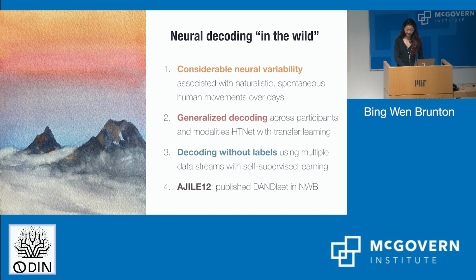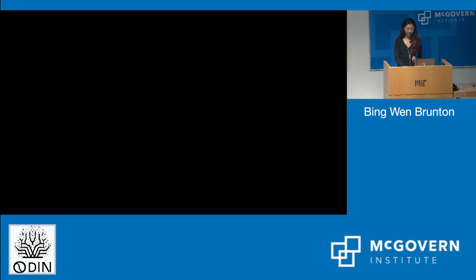Okay, so I have shown you we have taken steps in doing neural decoding in the wild, even though there's considerable neural variability. We can start to build generalized decoders and decoding without labels, and all of this is published as a DANDI set in NWB format.